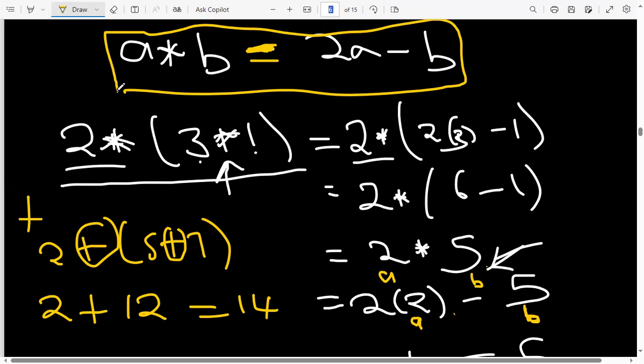All right, so that's all about binary operation. Those are the questions that they will ask you: is it a binary operation? Is it commutative? Is it associative? And then evaluate. That's all. So make sure you master them.